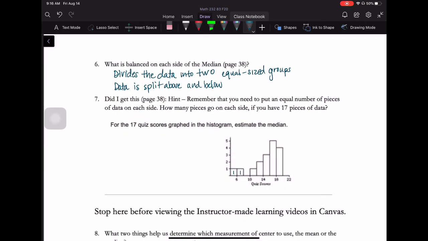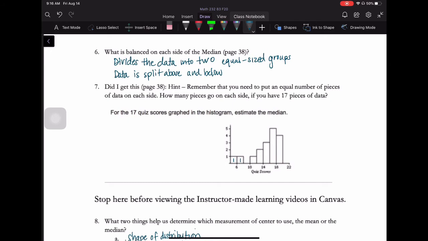What about the median? We have another measure of center. Before we talked about the mean, well, now we have the median. And it says what's balanced on either side of the median? Well, the median splits the data in two. There's the same number of data above and below the median. And that is different when you have an odd number of data points and an even number of data points.